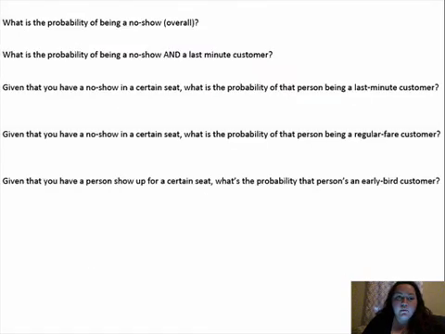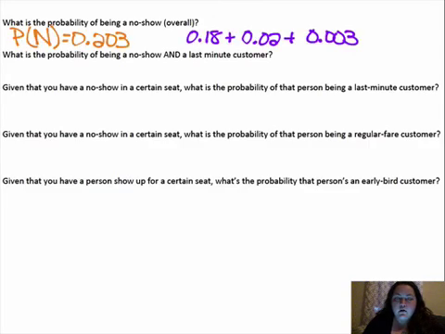Alright, what's the probability of being a no-show overall? Alright, so the probability of a no-show overall is I took all the no-show pieces, so 0.18, 0.02, 0.003, and added them up. What's the probability of being a no-show and a last-minute customer? Alright, so no-show and a last-minute was 0.003.